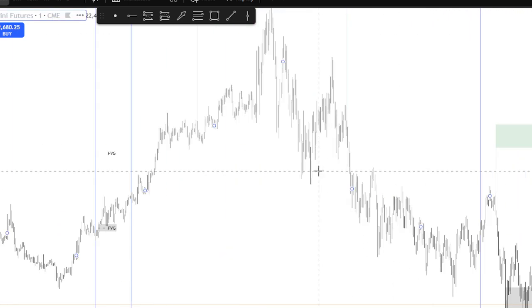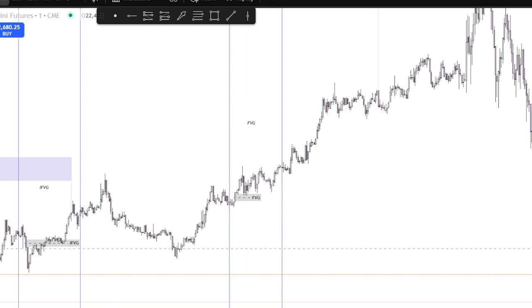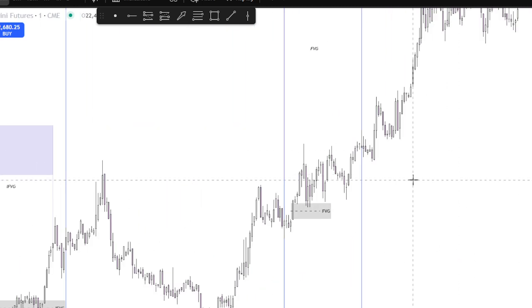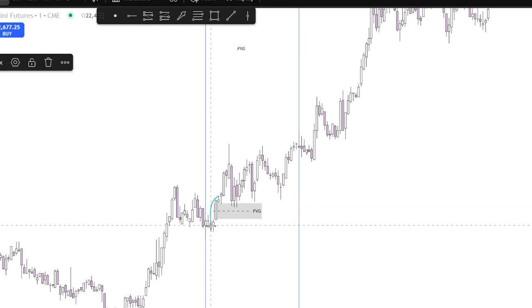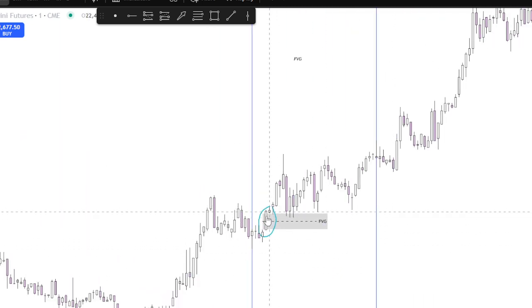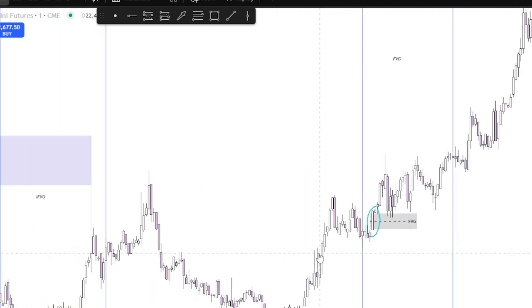A fair value gap is pretty simple. It's a three candle formation, if I can get my drawing tool up here. This would be the three candle formation right there, the candles in that little circle. Why? Because we leave a gap in the middle. So what makes this, it's basically an imbalance.